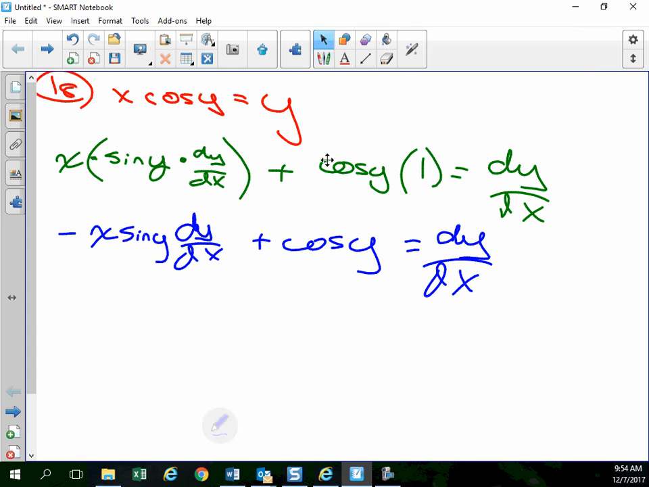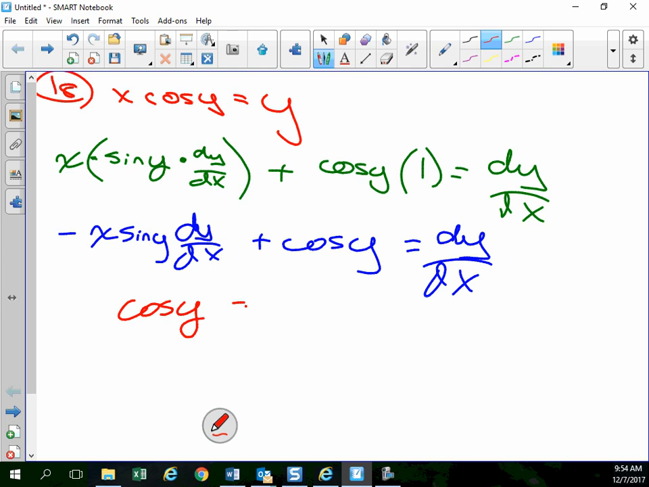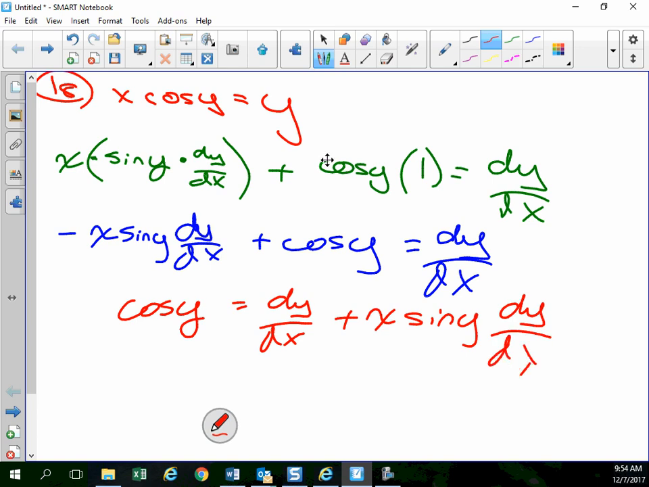What's my next step? Get the dy/dx on the same side. So I'm moving this one over. So cosine y equals dy/dx plus x sine y dy/dx. Take a dy/dx out.